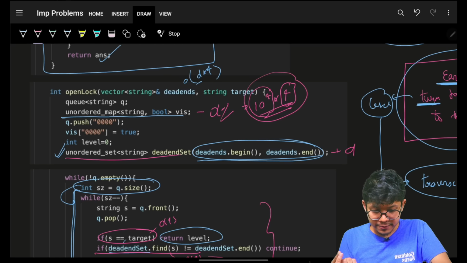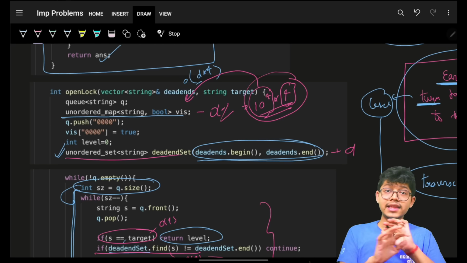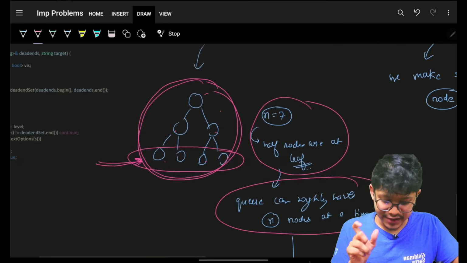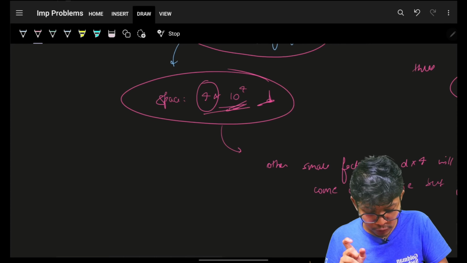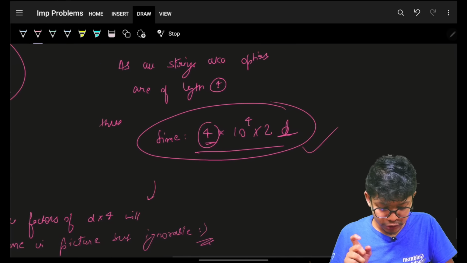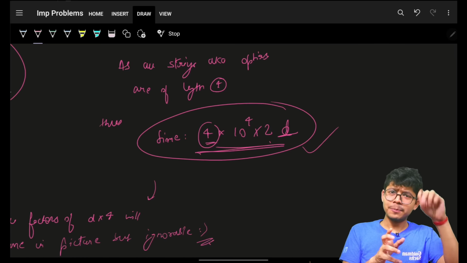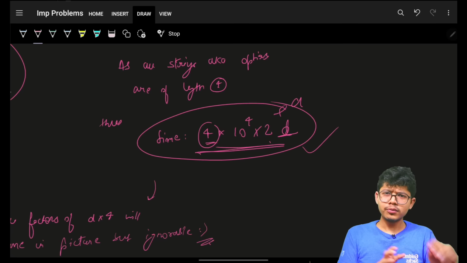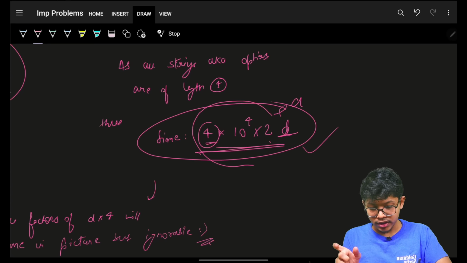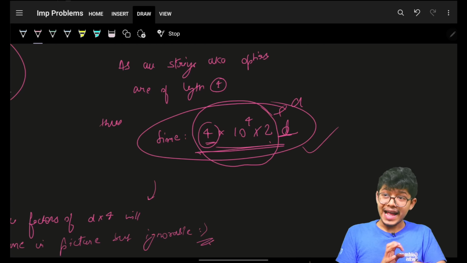So this is the maximum space used in the entire algorithm. Space used will be 10 raised to the power 4 into 4, and time is also 10 to the power 4 into 4 into 2. There are minor extra terms, which means plus d plus n, but this is the main bottleneck of the entire problem. And that's how you solve it.